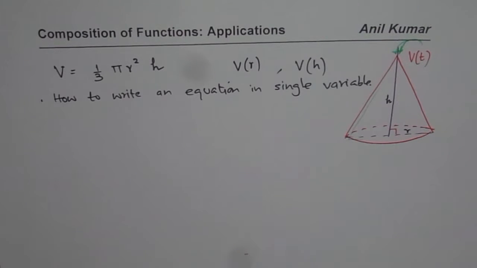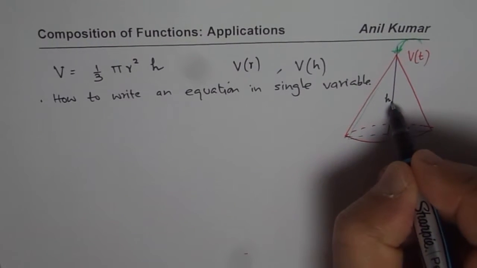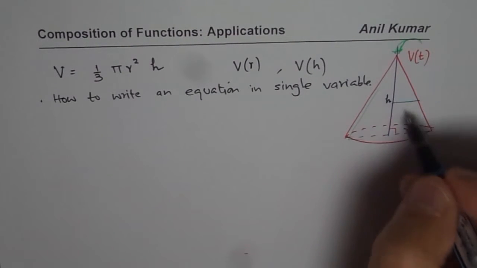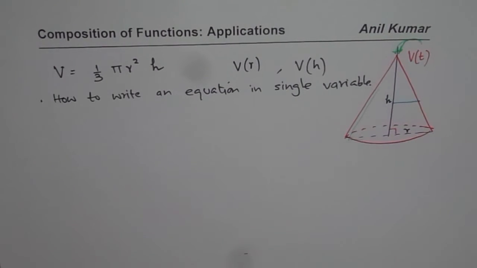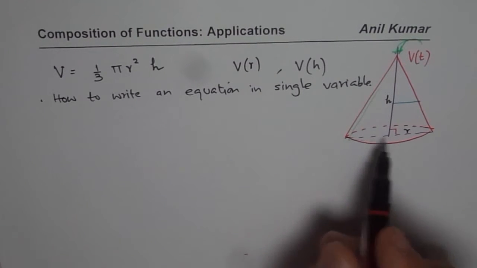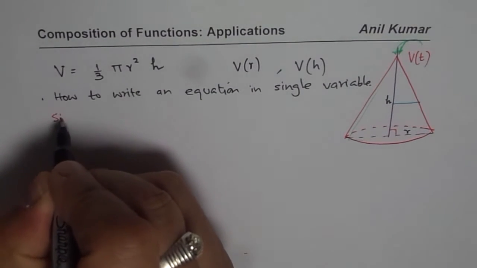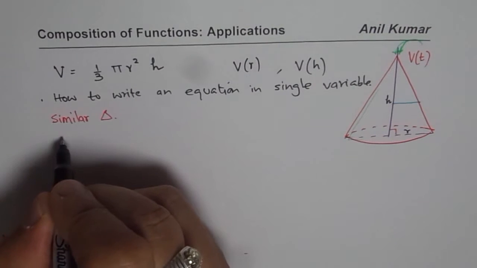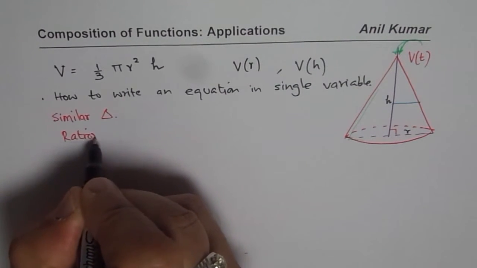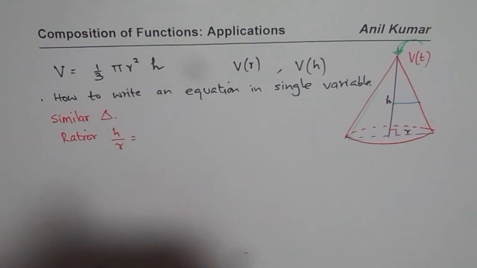Now in such cases, what do you normally do? When you are given such a situation, we take help of similar triangles, right? We know the ratio of radius to height, and this ratio helps us to solve the problem. So the key issue which helps us is similar triangles in such cases, and it is the ratio of height and radius that helps.